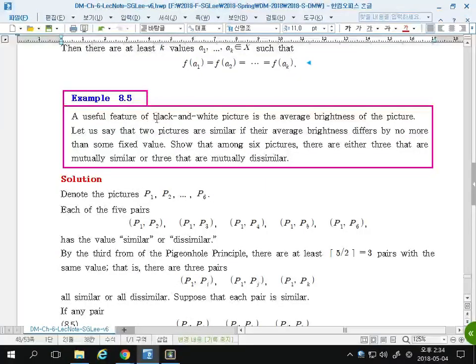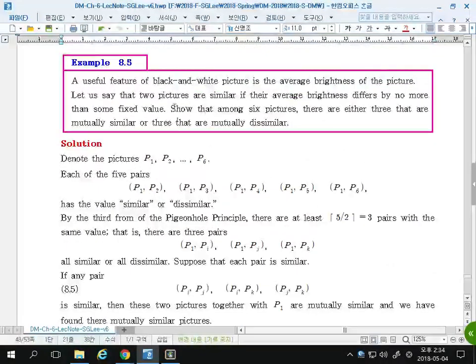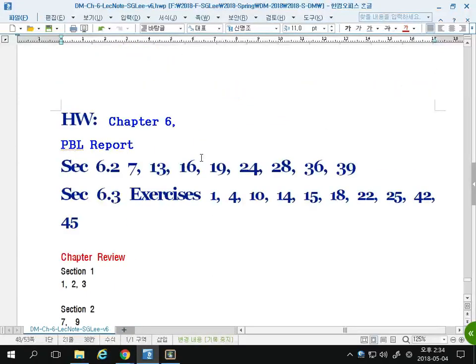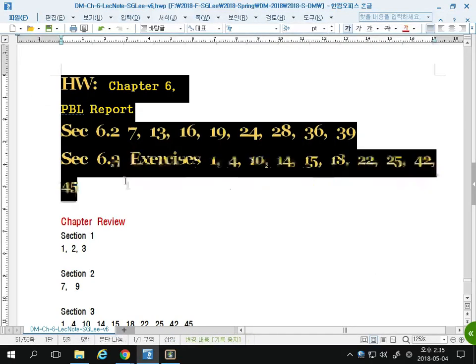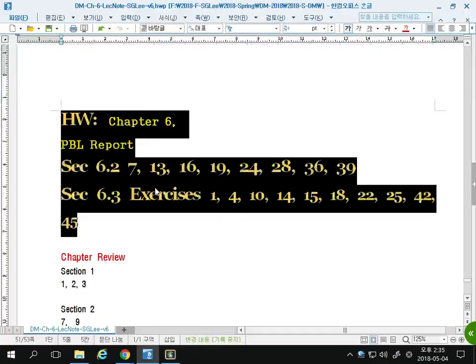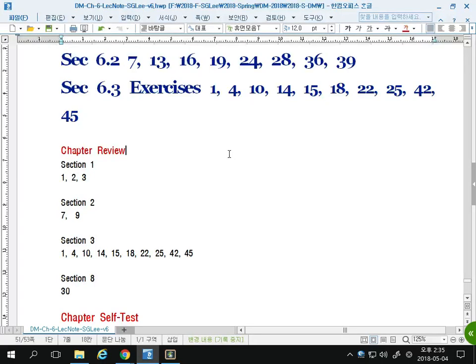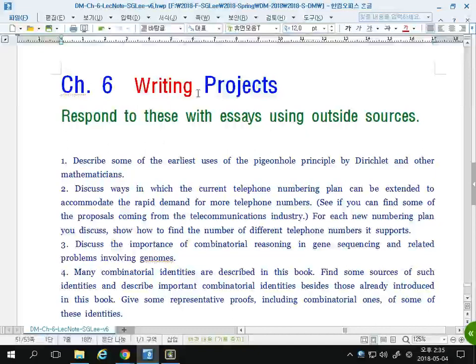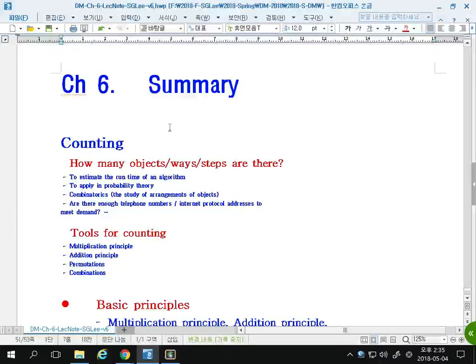Next, example 8.5. Yeah, this is also one simple example, and I think that's the end of chapter 6. Okay, chapter 6. Yeah, one team will be prepared for solving these problems, and all other students should make a contribution on the problems and solutions that I already assigned, and I gave you solutions. And review problems are there. And there are writing projects that some of you may be interested in. And this is a summary.